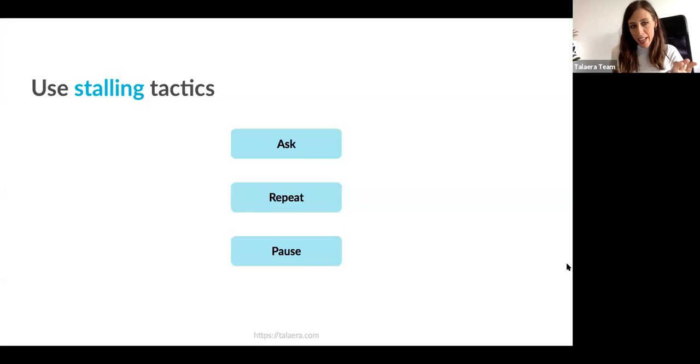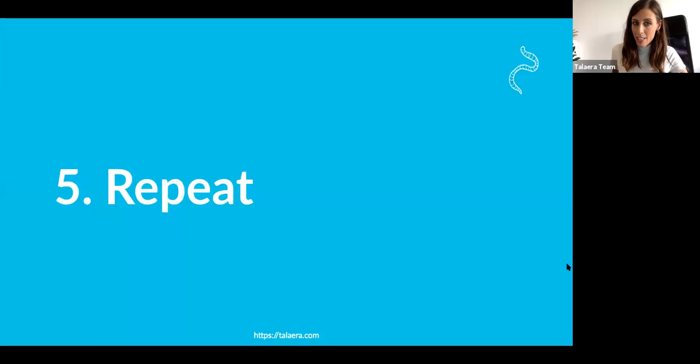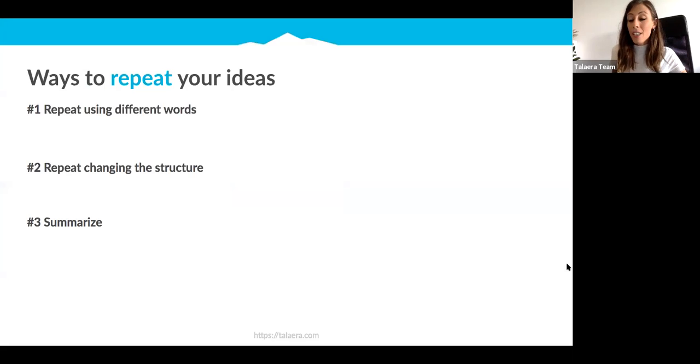One of the tips that I gave you here was repeat. Repeat what you said. That's very, very helpful when you want to make sure that the message is clear. And there's more than one way to do that. One is repeat using different words. I'll give you an example. The other one is repeat changing the structure. And the other one is to summarize, to make it shorter.